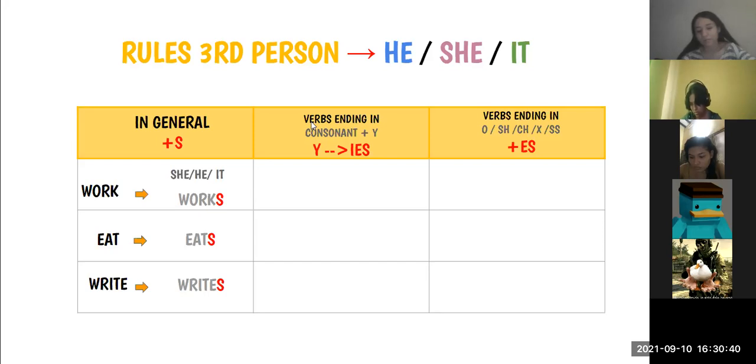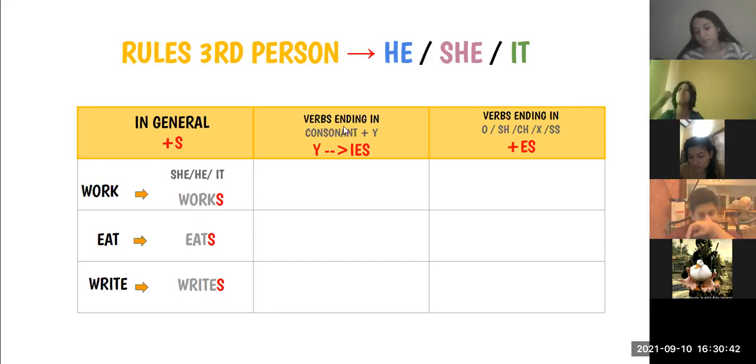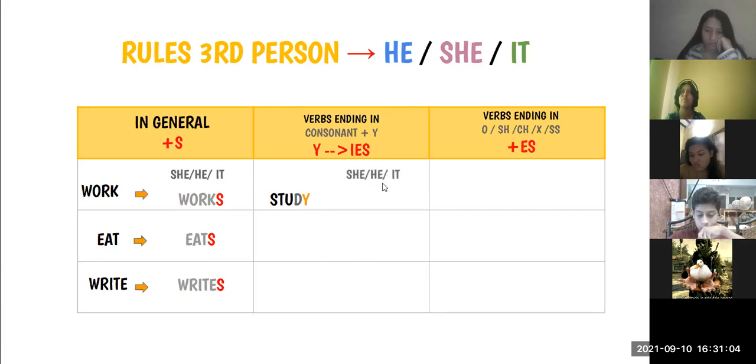The next rule says, when we have a verb that finishes in a consonant and a Y, we need to change the Y for I and add ES. For example, study. As you can see here, we have a consonant and Y. So how do you think we need to change the verb for he, she, and it? Studies. Okay, but the pronunciation is studies. The E is not pronounced, okay? Studies.